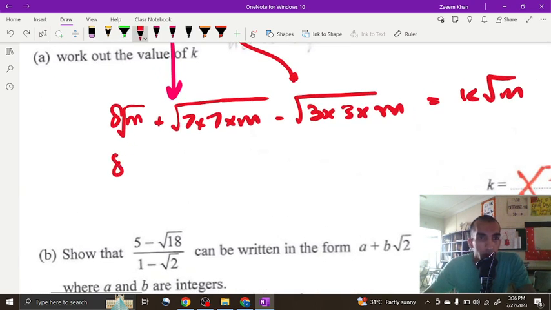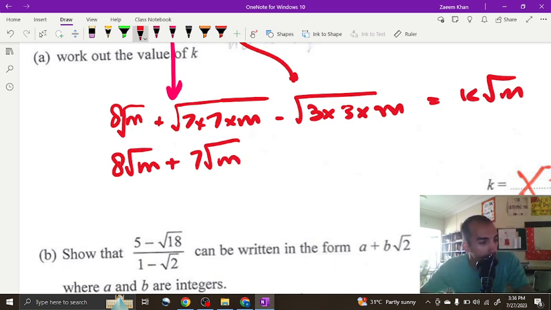So Rida, this will become 8 square root of m. What's the answer gonna be of this? If I simplify this, what would it become? 7m, I think. 7 square root of m. M would not be able to come out because he does not have a partner he can join forces with. What's gonna be the answer for this? 3 square root of m.